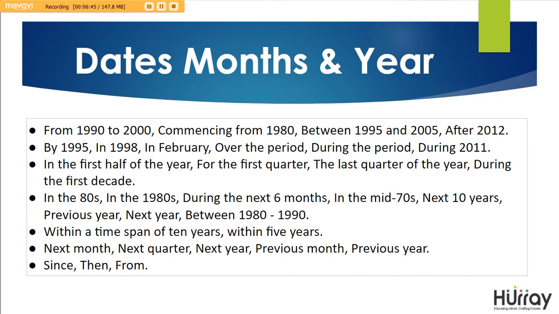Now, when describing dates, months, and years, your sentences should be correct and your words should also be correct. Some of the examples given here are as follows. From 1990 to 2000, commencing from 1980, between 1995 and 2005, after 2012. Similarly, you have other words that are used in combination with prepositions. By 1995, in 1998, in February, over the period, during 2011.